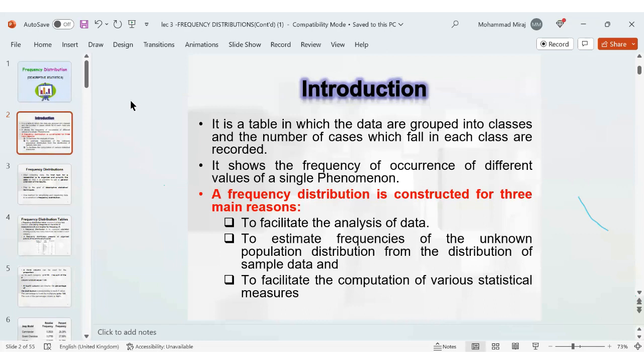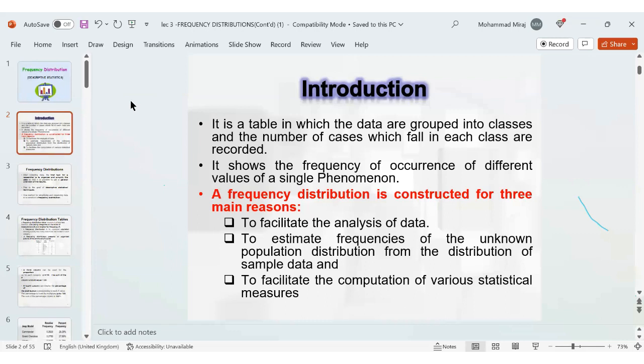So you are seeing whether it is happening or not. It shows the frequency, whether it happened or not, and if it happened, you can again classify it into different sections. So it shows the frequency of occurrence of different values of a single phenomenon. When the same thing is happening in different ways, you can basically measure it.